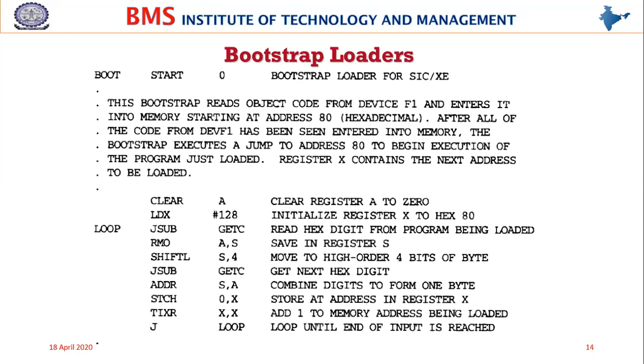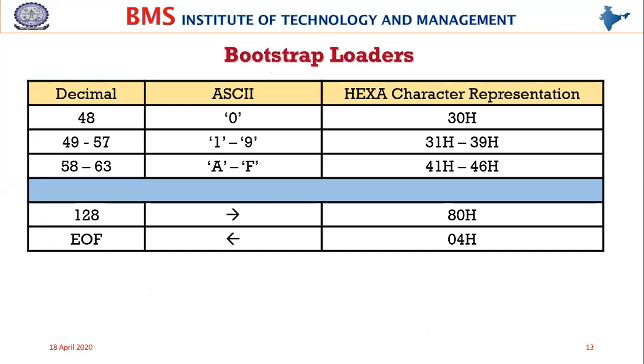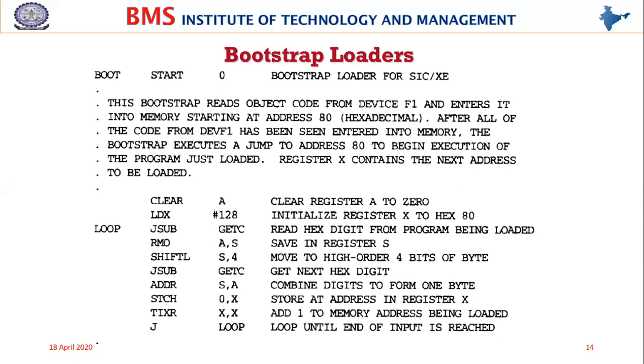Now see, the algorithm or program starts like this. We are clearing the accumulator, meaning the accumulator is loaded with 0. LDX #128. Please observe that anything starting with hash, we are taking in decimal. So #128 represents 80H, our starting address of the program. Hash 128 means we are initializing the X register with 80H, the start address where your operating system is supposed to be loaded.